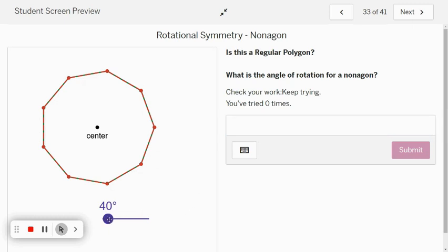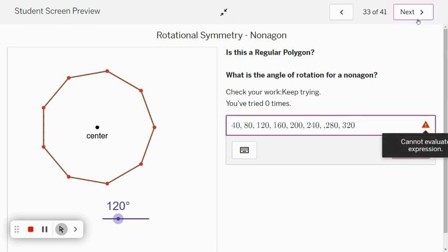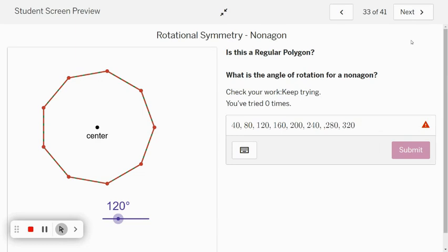So let's keep going. 50 doesn't work, 60 doesn't work, 70 doesn't work, but 80 does. So I want you to see that we got an angle of rotation of 40, 80. I bet you're guessing the pattern now, right? Not 90, not 100, not 110, 120. So look at our pattern. We've got 40, 80, 120. I bet you can see the pattern now. 160, 200, 240, 280, and so forth, 320, okay? All of those multiples of 40 are angles of rotation for this nonagon.